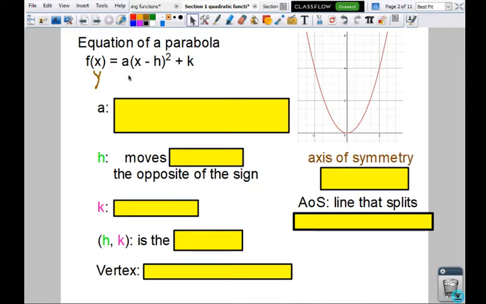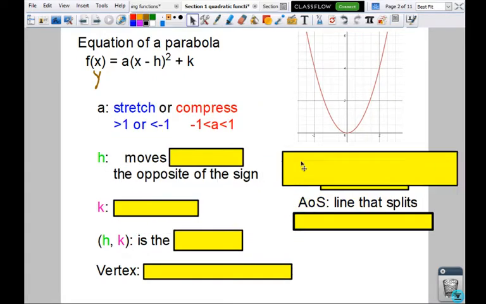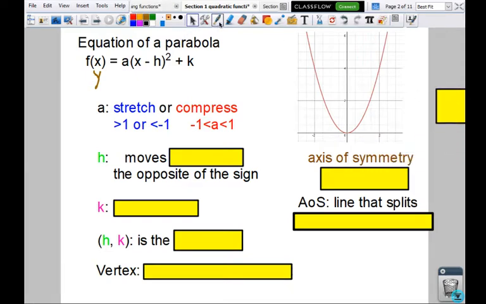So to start with, this number a out here in the very front is going to stretch or compress our parabola. And I forgot to put in here a vertical stretch or vertical compress. We did these before with absolute value, remember? Vertical stretch, vertical compress, same type of thing. So it's a stretch if it's bigger than 1 or smaller than -1. And it's a compress if it's a decimal between -1 and 1. So if it's a stretch, it gets skinnier. If it's a compress, it gets fatter. Think of it like you were stretching out taffy or something.